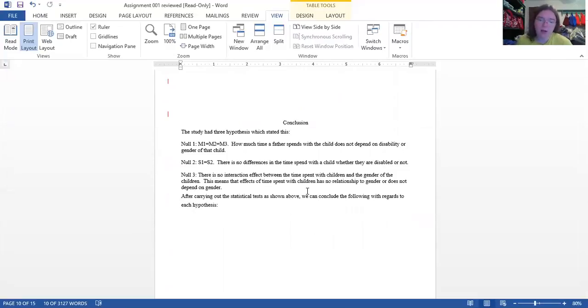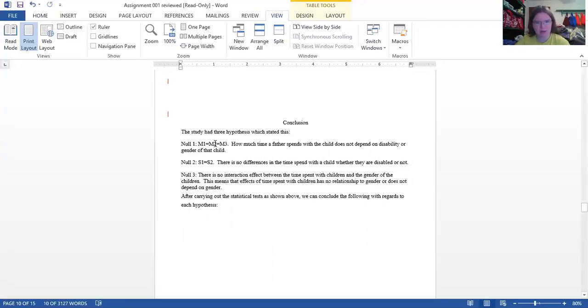or the gender. Number 2, there is no difference in the time spent with the child whether they are disabled or not. And then number 3, there's no interaction effect between the time spent with the child and the gender of the child. This means that the effects of time spent with children has no relationship to gender or does not depend on gender. After carrying out the statistical tests as shown above, we can conclude the following in regards to these hypotheses.